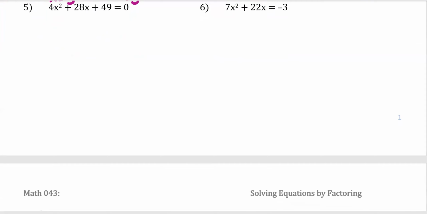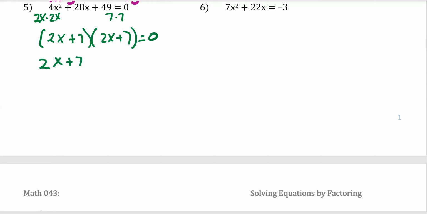Number 5, it's written in standard form. We need to factor. You can factor AC, or you can notice that the first term is a perfect square, 2x times 2x. The last term is a perfect square, 7 times 7. 2 times 2x times 7 is 28x. So it's going to follow the pattern 2x plus 7, 2x plus 7. So 2x plus 7 is equal to 0. Subtract 7 from both sides and divide both sides by 2.